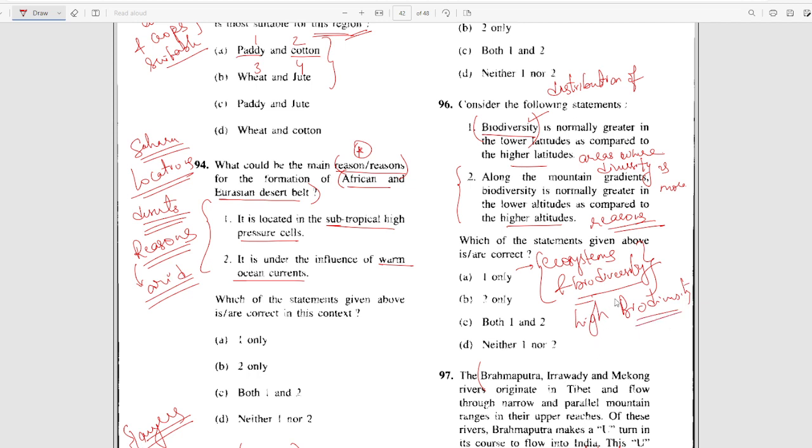So biological hotspots are there. So read about that and understand why they have identified those areas and what are the unique features of those areas.